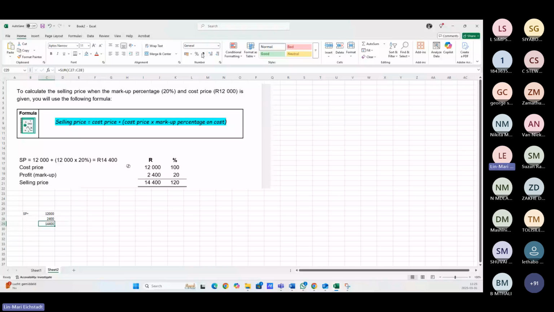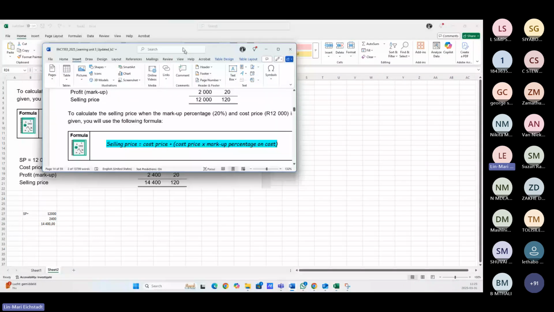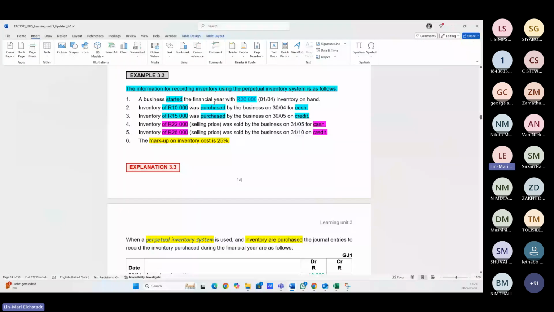Then if we go back to this one to hopefully get to the example. So this example is similar to the previous one. You'll see the amounts are the same, but it adds a markup percentage at the bottom. It also has the same opening balance, the same purchases for cash, the same purchases for credit, and then it has your selling price on cash and on credit.